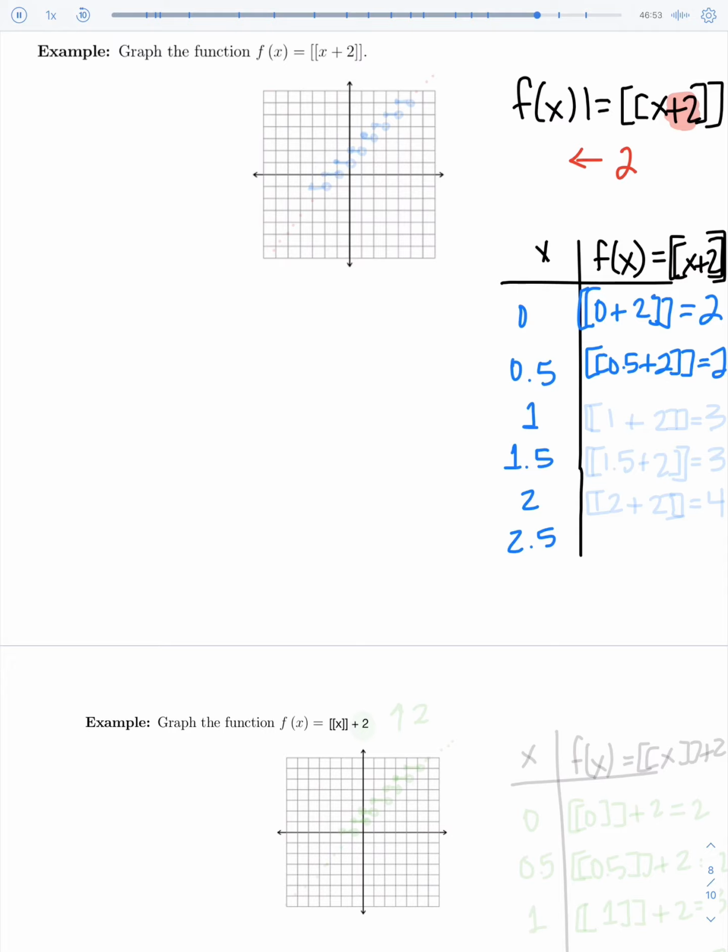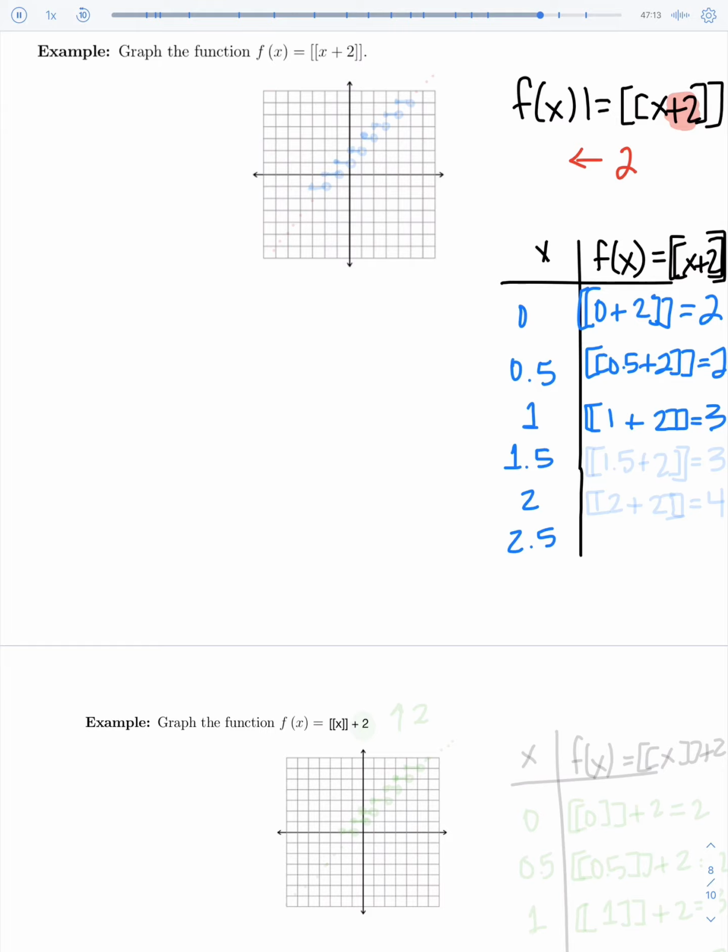So let's just plot one more. So let's do 1, and then we'll plug that into our function. 1 plus 2 gives us 3. Remember, the integers stay the same, so if it was 3, it's going to stay as 3. So let's go ahead and plot this, at least to start.